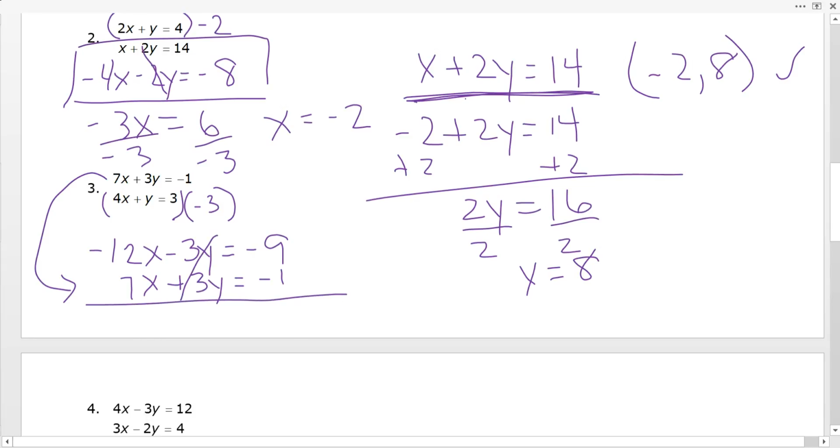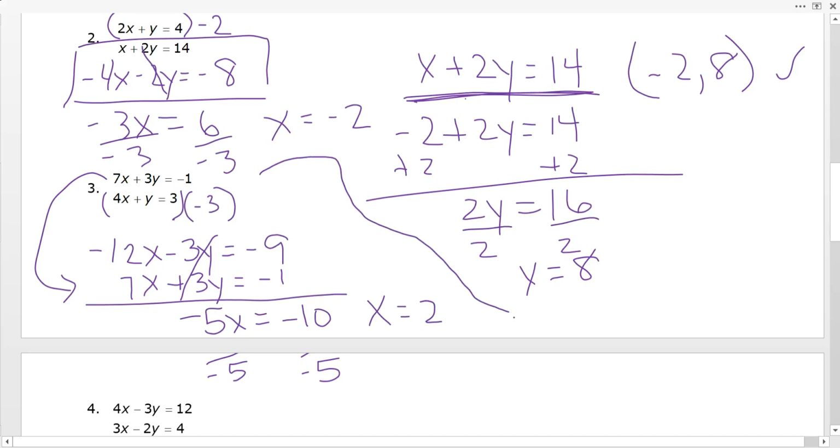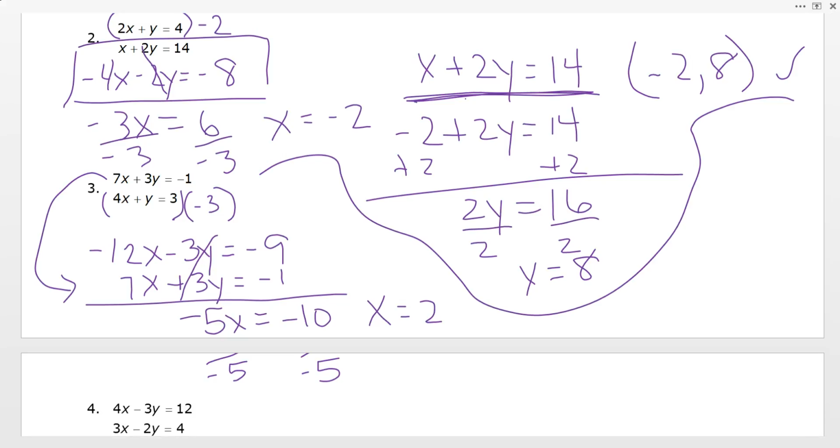I end up with negative 12 plus 7, that's negative 5x equals negative 9 minus 1 is negative 10. Divide by negative 5. x equals 2. I'm going to take that 2 all the way over here, and I'm going to substitute it back in either one, it doesn't matter.